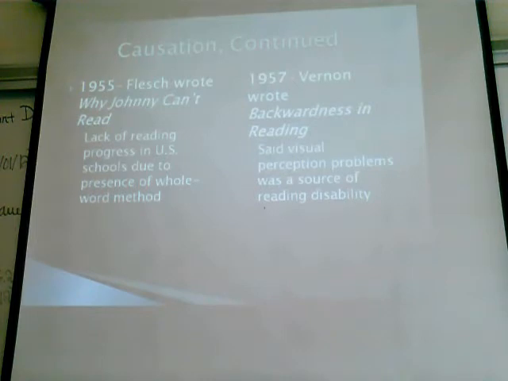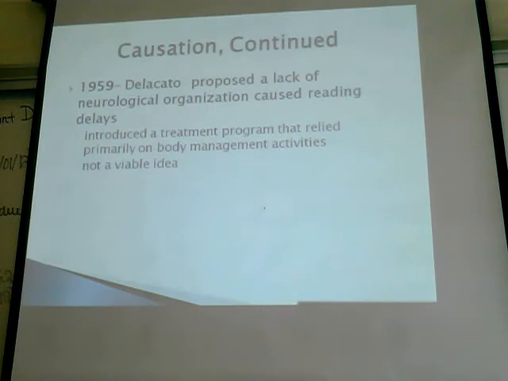In 1957, Vernon wrote Backwardness in Reading, which said visual perception problems were a source of reading disability. In 1959, Delacato proposed a lack of neurological organization caused reading delays. He introduced a treatment program that relied primarily on body management activities, but this was not a viable idea.